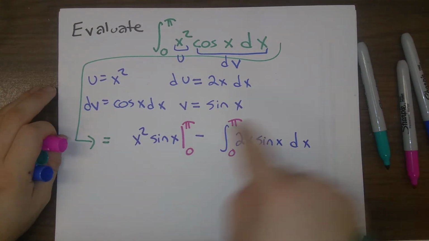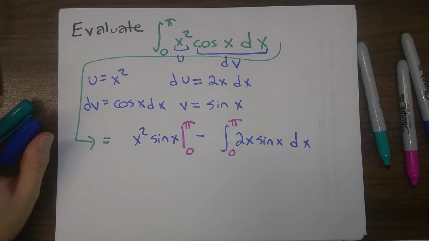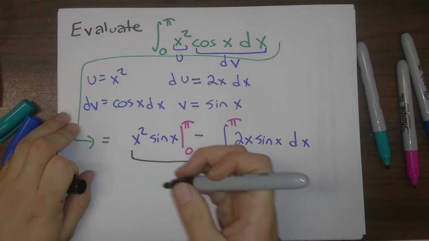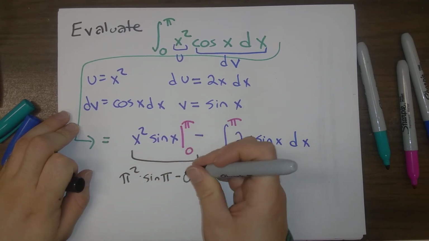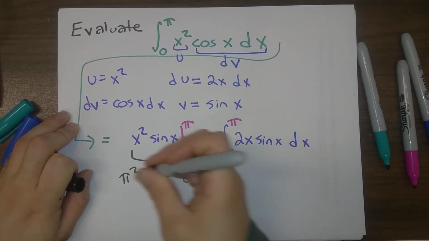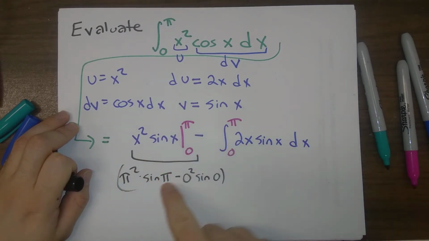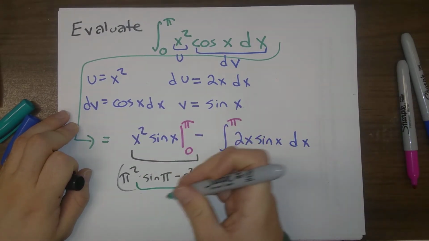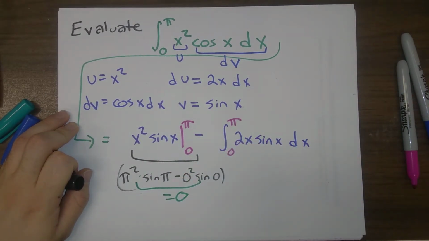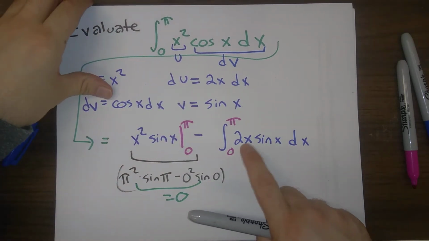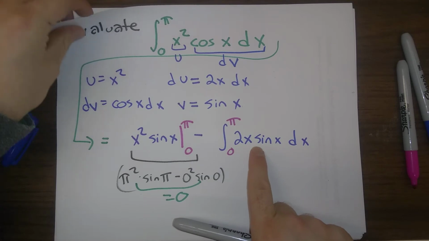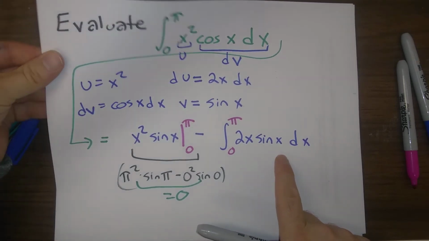Now it's not too hard. Let's just do this calculation real quick here. This is pi squared times sine of pi minus 0 squared times sine of 0. And sine of 0 is 0. Of course, there's a 0 there already, and sine of pi is equal to 0. So this whole thing is equal to 0. So the only thing we have to worry about now is the integral from 0 to pi of 2x sine x dx. So let's go to a new slide for that.